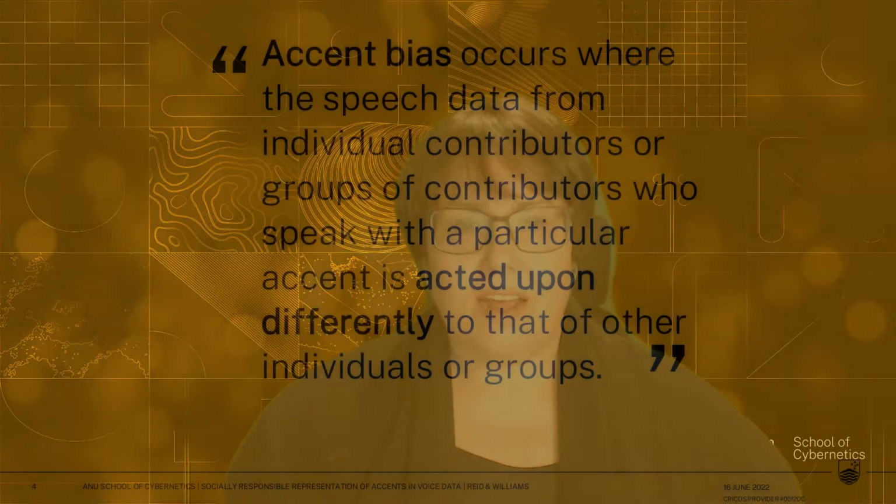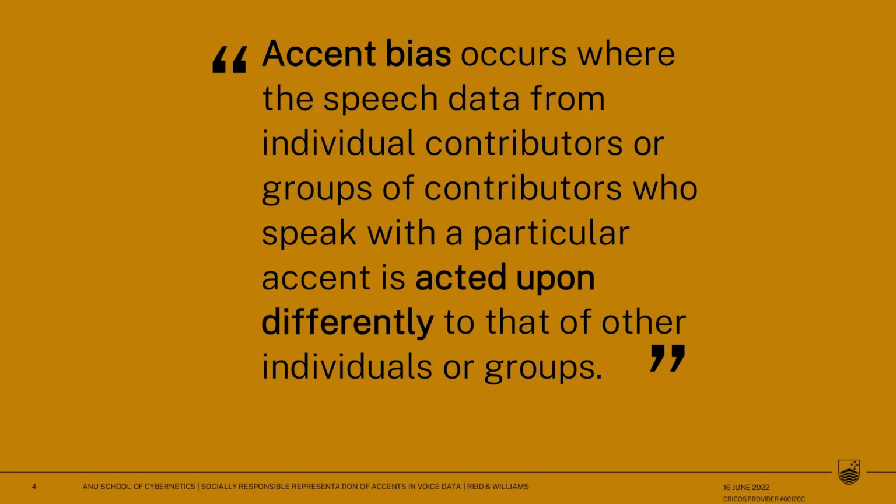Language technologies that use the machine learning models may therefore exhibit accent bias, where the speech data from individual contributors or groups of contributors who speak with a specific accent is acted upon differently to that of other individuals or groups. Accent bias can manifest in a variety of modes. For example, work by a team from Stanford University led by Alison Koeneke found that speech recognition services from leading cloud providers all perform less accurately for speakers of African American English.